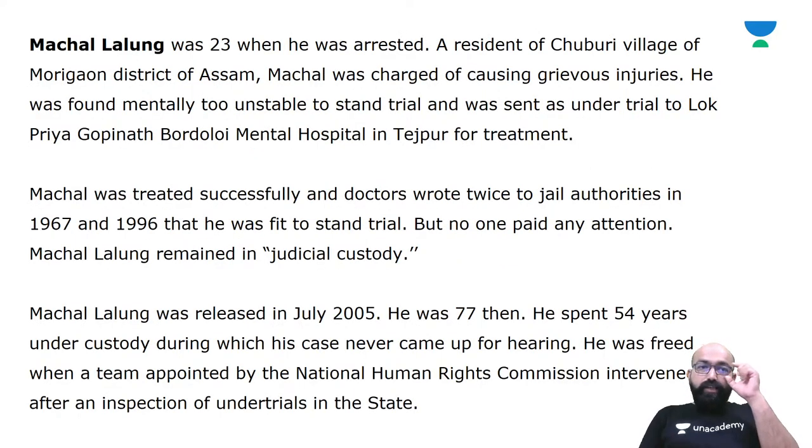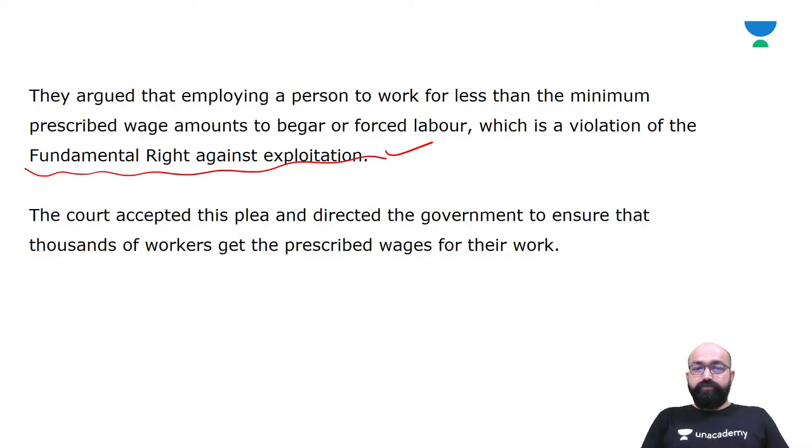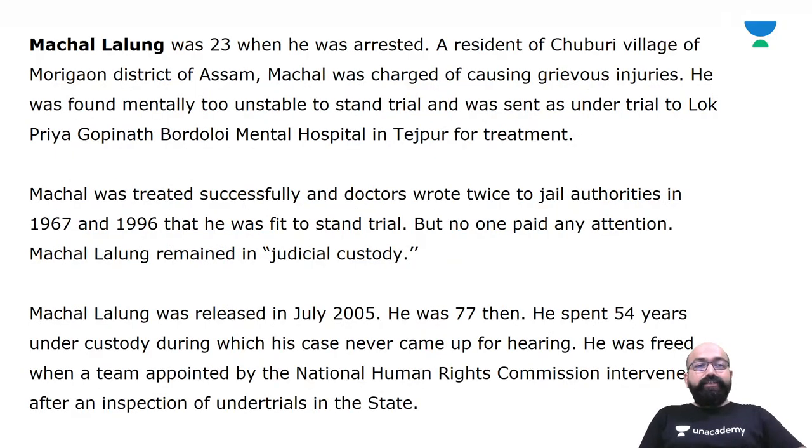Now, Machil Lalum was 23 when he was arrested, a resident of Chuburi village of Morigaon district of Assam. Now, next event. In the first event of the 1982 Asian Games, construction of stadiums and flyovers, the court accepted the plea and directed the government to ensure that thousands of workers get the prescribed wages for their work. Now, the second example: Machil Lalum was 23 when he was arrested, a resident of Chuburi village of Morigaon district of Assam. Machil was charged with causing grievous injuries.